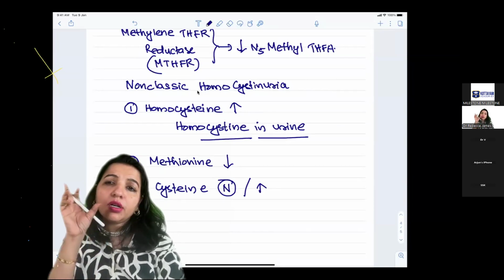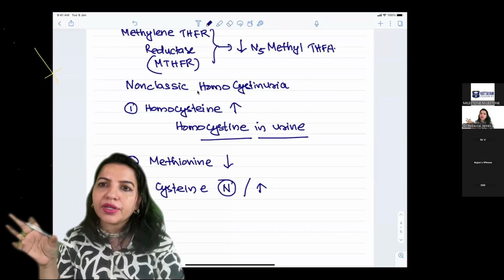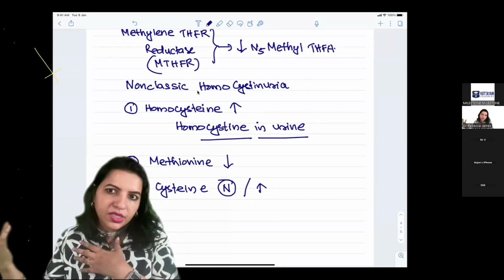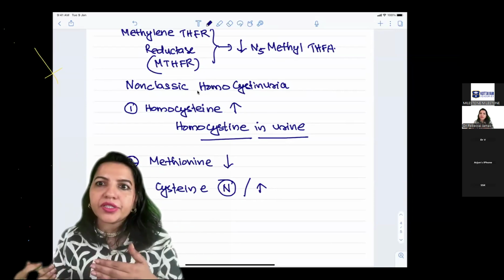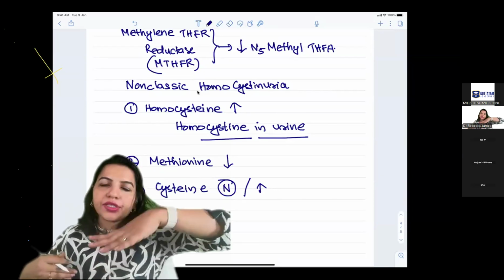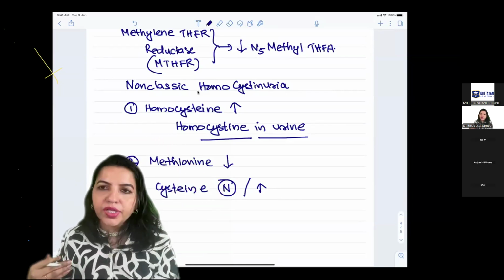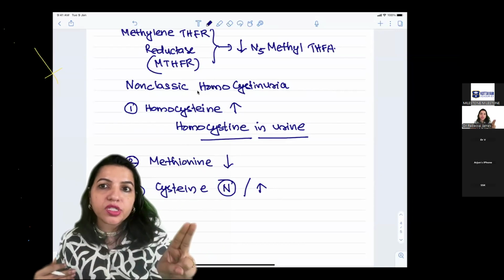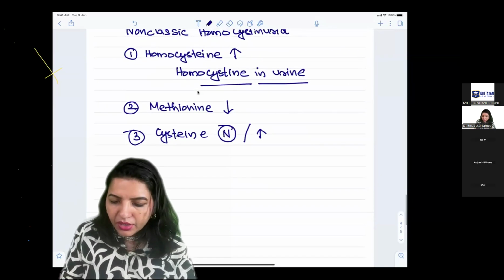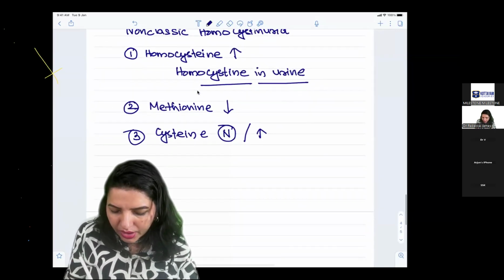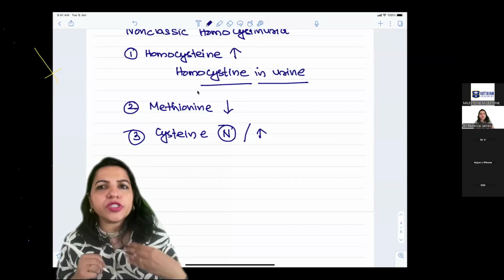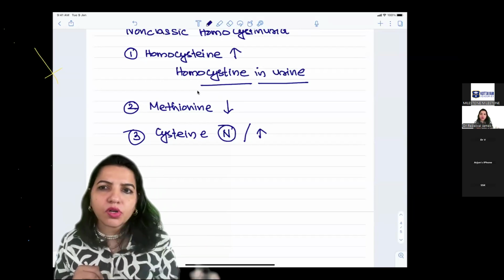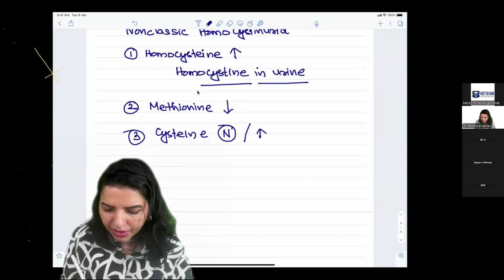You can learn that cysteine level is normal, or it can be increased also, because in the downward direction there are no issues, the upward direction is defective here. So methionine level is reduced here and cysteine level is normal here. This is how we differentiate between classic and non-classic. So in non-classic, what is the treatment that we are going to give? Features are almost the same because homocysteine is ultimately accumulating here. Then what is the treatment here?